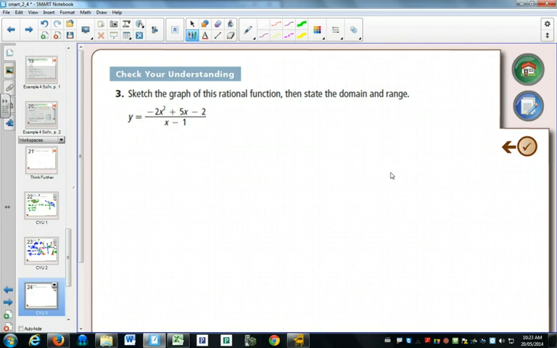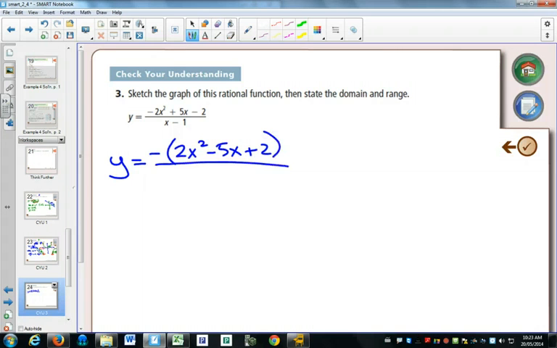All right, again, we're going to factor this completely. I personally always find when there's a negative out front, it makes it harder to factor. If I took a negative out of the whole thing, that would change the top to this. And then maybe it'll be easier to factor.